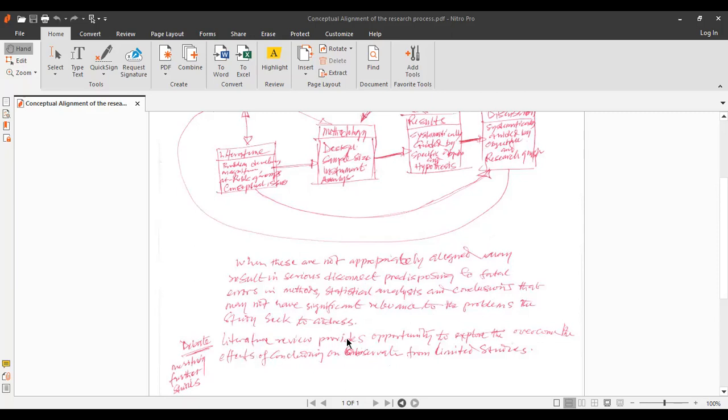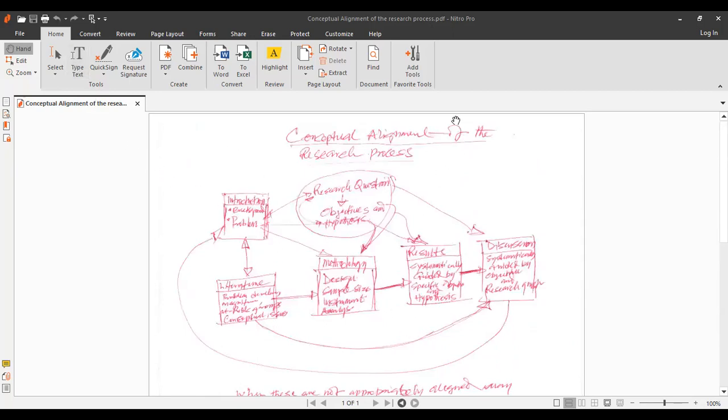All right. So the literature review provides the opportunity to explore and overcome the effects of concluding on observation from limited studies. All right. Now, remember that the whole study is a debate. It's a debate. All right. So you don't write your research just like stories. Okay. So we'll stop this, and then we will begin to practice how to do our literature review by downloading some articles and critiquing the articles. I would, in another video, show you how to critique articles, how to do what we call critical analysis of the articles.